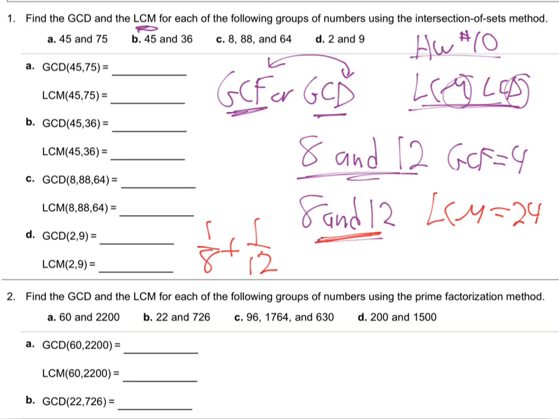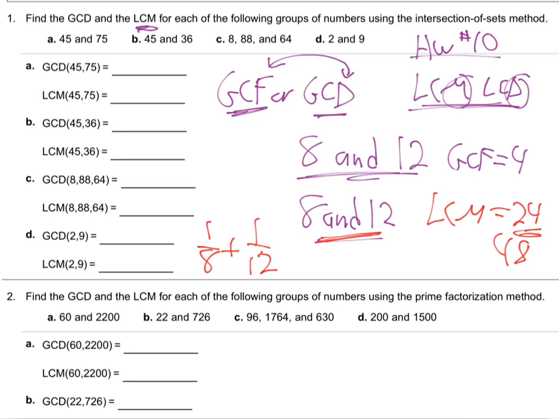Does that make sense? 8 goes in there 3 times, 12 goes in there 2 times. Now there's other common multiples like 48. They both go into 48, don't they? 8 and 12 both go into 48. But the lowest number that they go into is 24. That's good. This making sense on that?